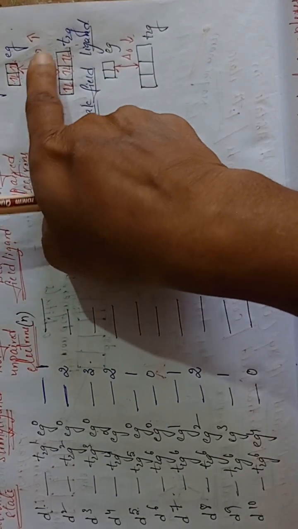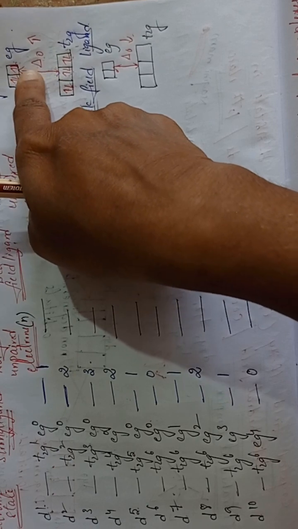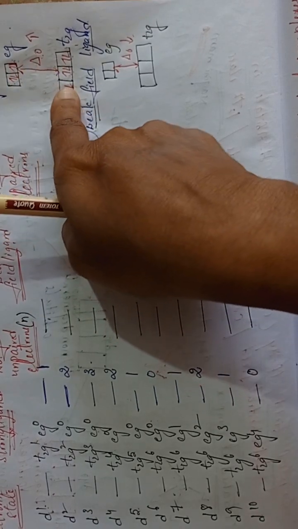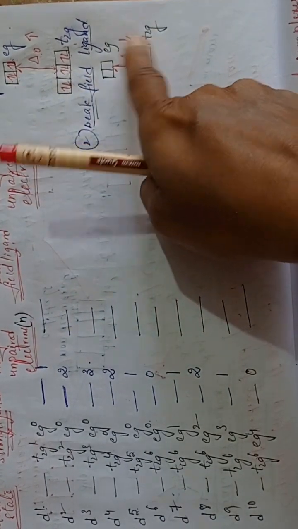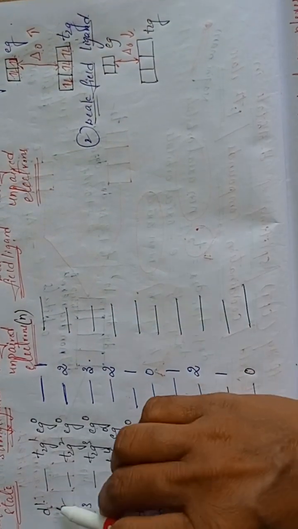But in the strong field case, the fourth electron cannot enter into the Eg because the gap is more. So the fourth electron enters into T2g only. But in the weak field case, the fourth electron enters into Eg because the gap is less. Are you clear?